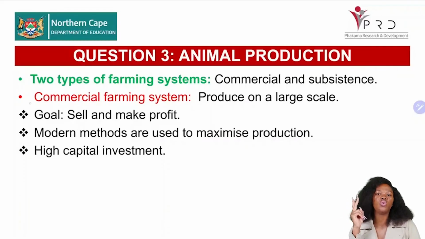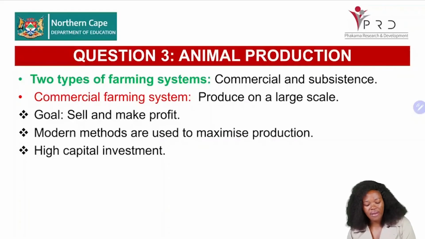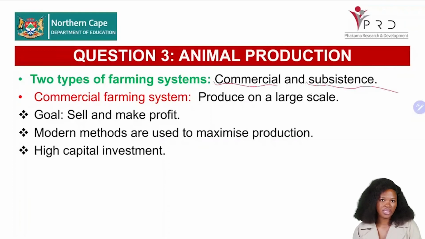Now, there are 2 main farming systems. Firstly, we have the commercial farming system and the subsistence farming system. Remember, we speak of goals, the reasons, the purpose. What is the reason for raising farm animal A? What is the reason for raising farm animal B? Farmers raise farm animals for different reasons or for different goals.